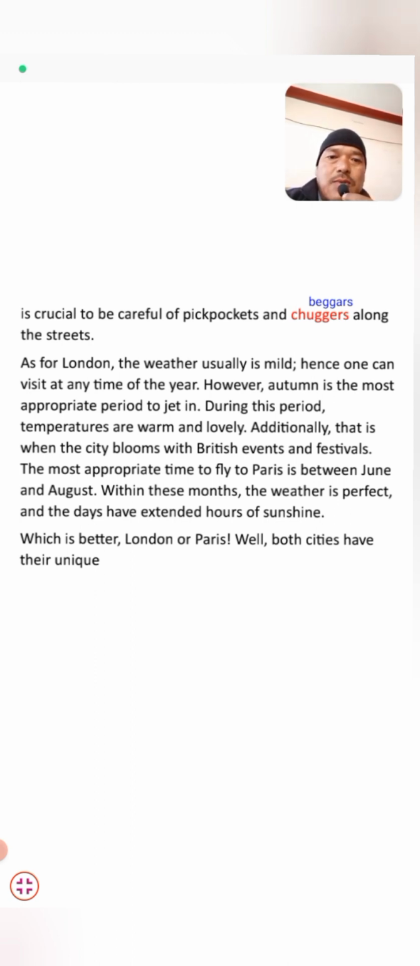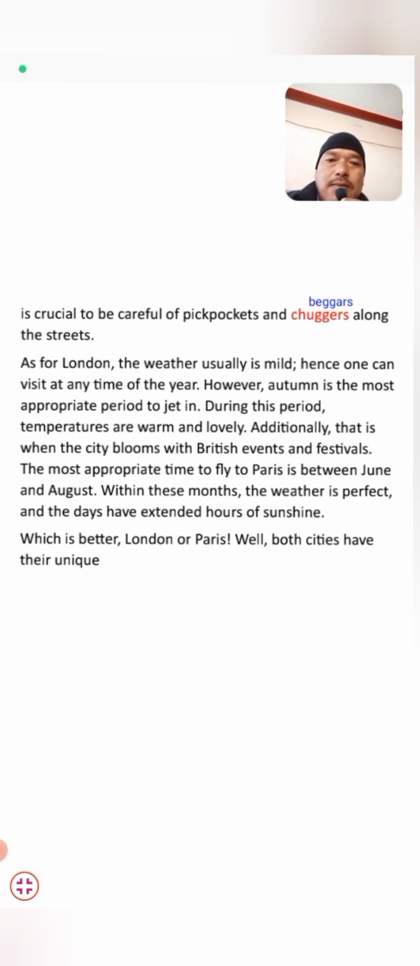The most appropriate time to fly to Paris is between June and August. Within these months, the weather is perfect and the days have extended hours of sunshine.